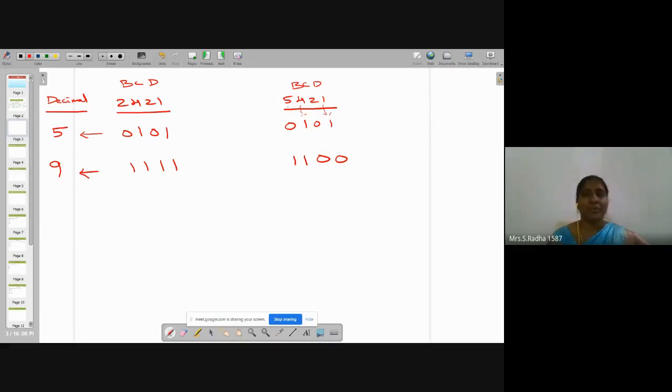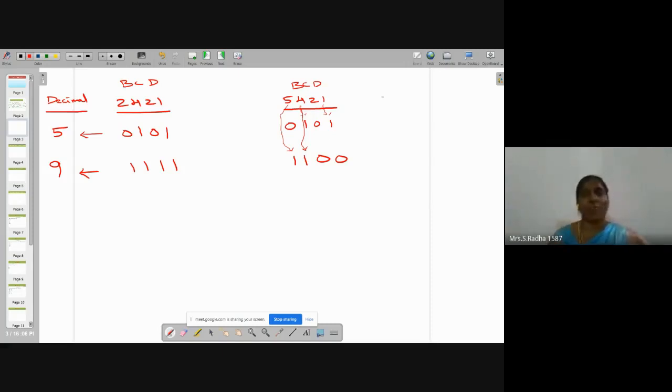How is it 1100? You have to multiply the position value with the face value, and the sum should come as 9. Okay. If you put 1 somewhere else, you cannot make it get 9. Okay. So this is about the different types of BCD code.